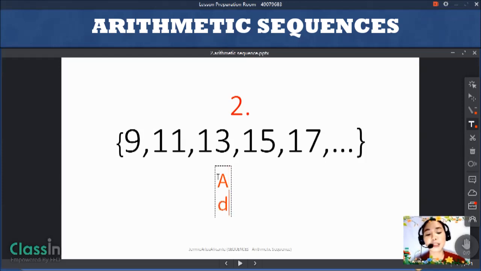And what is the common difference? Choose a number and then subtract the previous term. The answer is positive 2. Very good. Now let's go to the third one.